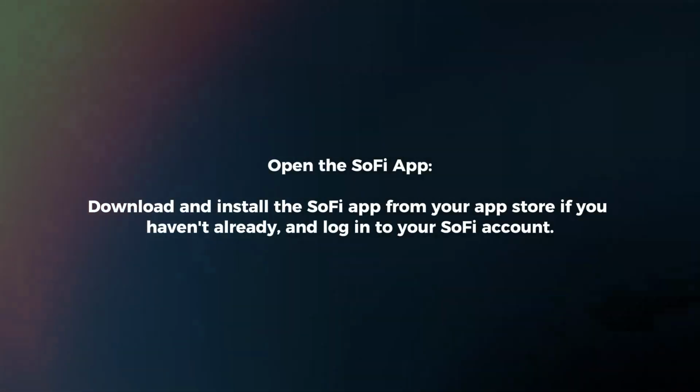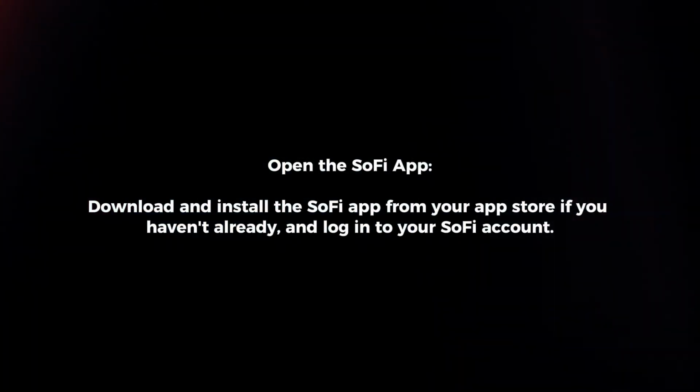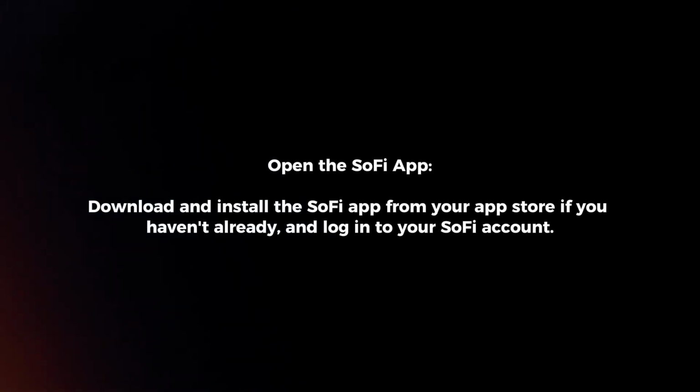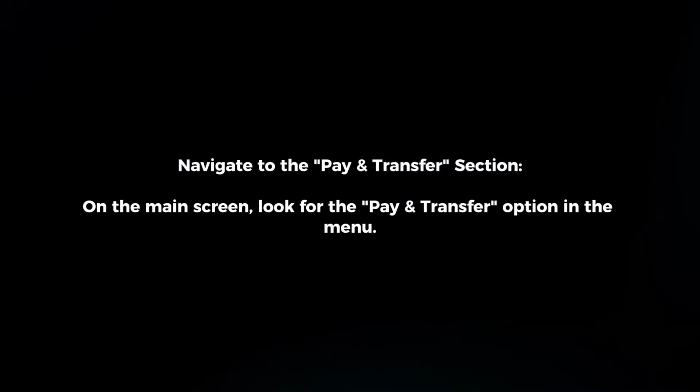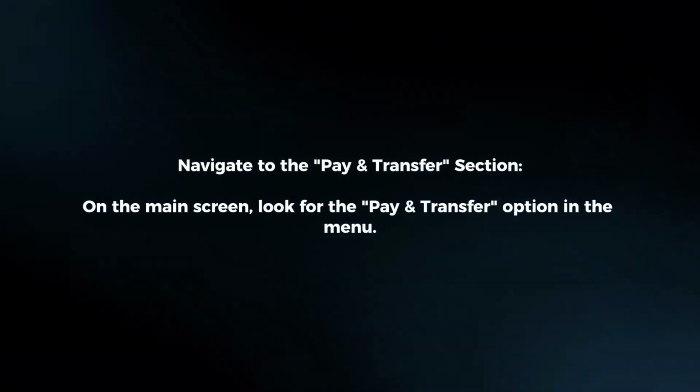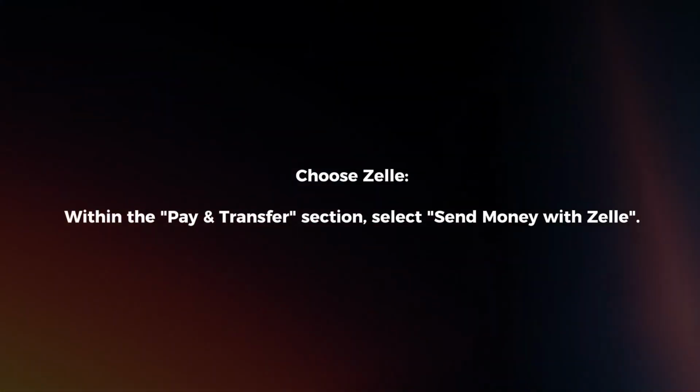Open the SoFi app. Download and install the SoFi app from your app store if you haven't already, and log into your SoFi account. Navigate to the Pay and Transfer section. On the main screen, look for the Pay and Transfer option in the menu. Choose Zelle. Within the Pay and Transfer section, select Send Money with Zelle.